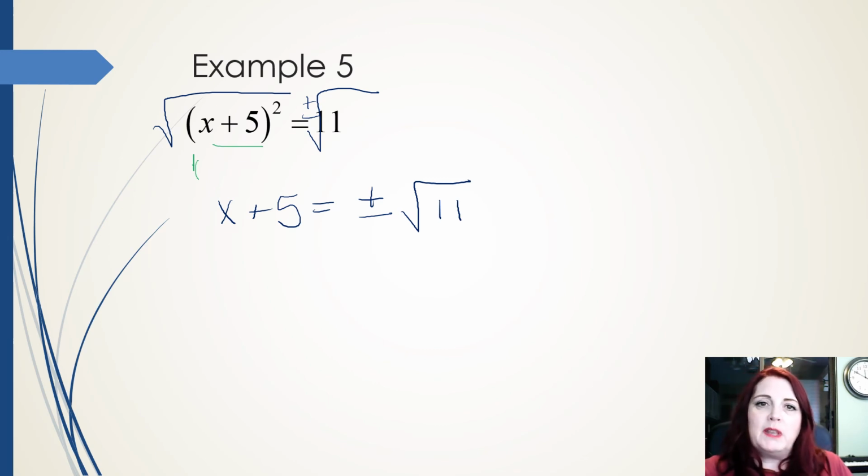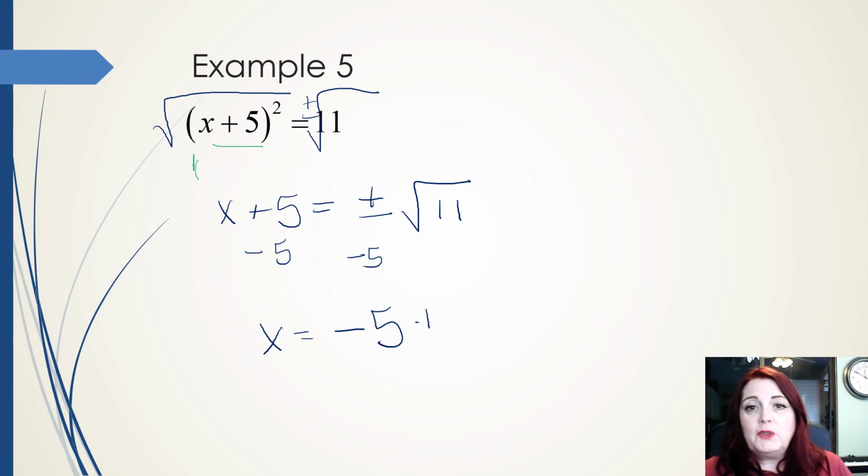Now we want x by itself, so I'm going to subtract 5 from each of these. So we get x all by itself, and it's going to equal -5 plus or minus the square root of 11. That really is two answers. You can leave it like this, or sometimes you'll see it written like this.